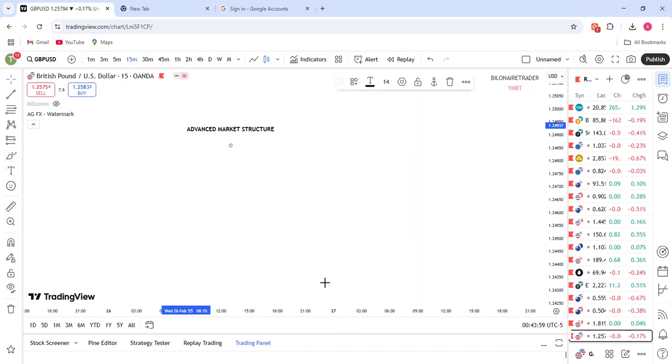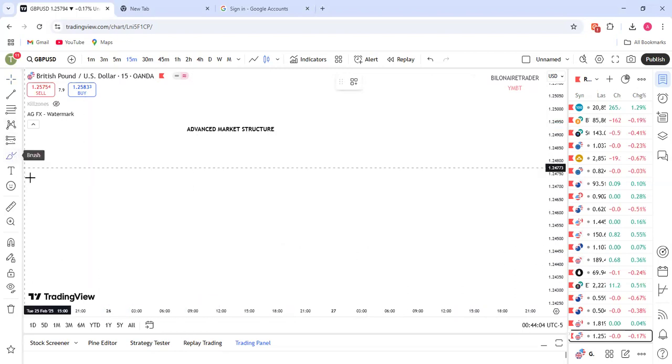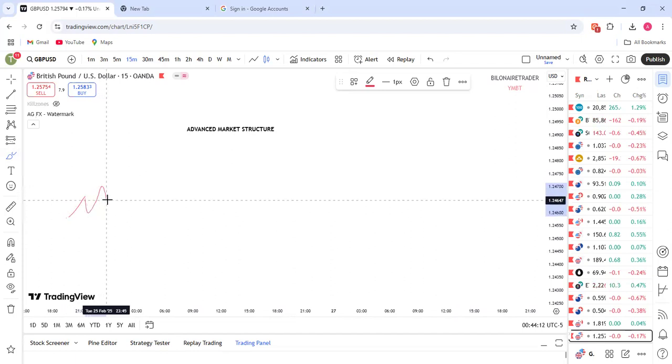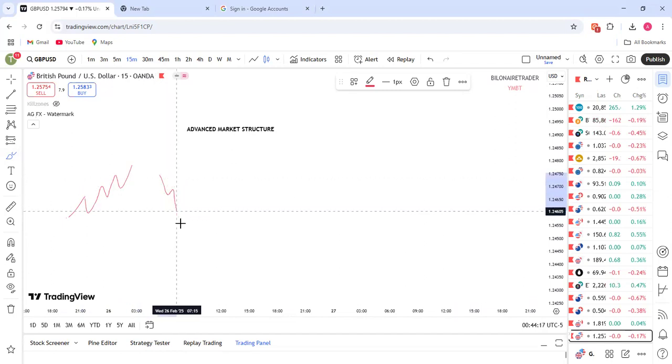Remember clearly, we spoke about identifying the major structure where we have the higher high, higher low, higher high, higher low, higher high, higher low, higher high, right? Or the lower low, lower high, lower low, lower high, lower low, lower high, right? So this is the basic market structure, when you try to understand if the market is bullish or bearish. Right. So in moving further, we want to understand the advanced market structure.